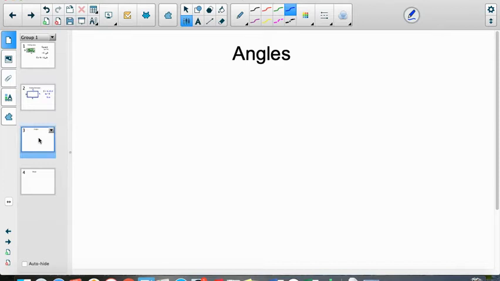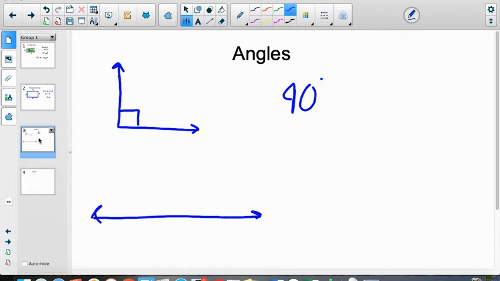Angles. There are some angles that we should know. The first one, when there's a box in the corner like this, that angle is 90 degrees. So like any corner of a room is 90 degrees. If we have a line from there to there, so this was 90 degrees, from there to there to there is two 90 degrees, so it's 180 degrees.